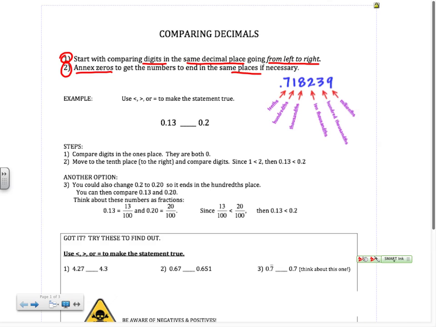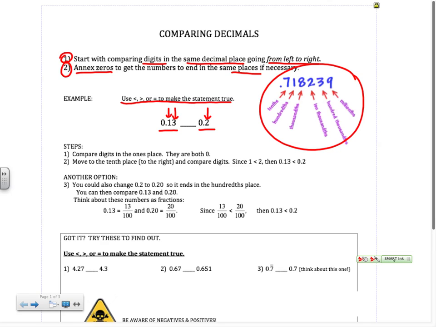So let's take a look at our example. The directions say use less than, greater than, or equal to make the statement true. So we have 13 hundredths here and we have 2 tenths here. Remember, this 1 is in the tenth spot, 3 is in the hundredth spot. This 2 only goes up to the tenth spot. And here's a reminder for you to look back at your decimal place values.